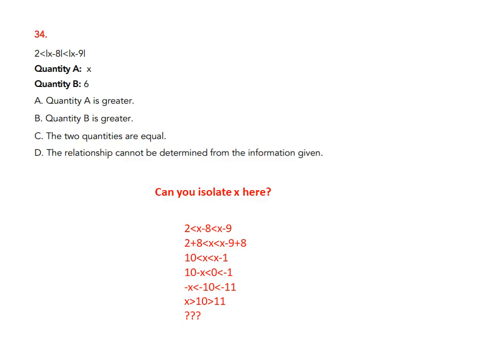So 2 plus 8, that is 10, less than x minus 9 plus 8, that is x minus 1. So we got x only in the one side, but we have 10. We need to remove that from the side of x. But are we able to do so? No, we are not able to do so. Therefore, the answer will be option D. The relationship cannot be determined from the information given.